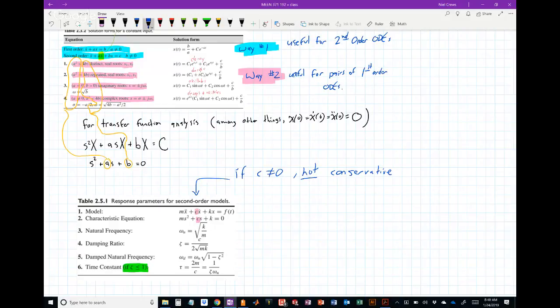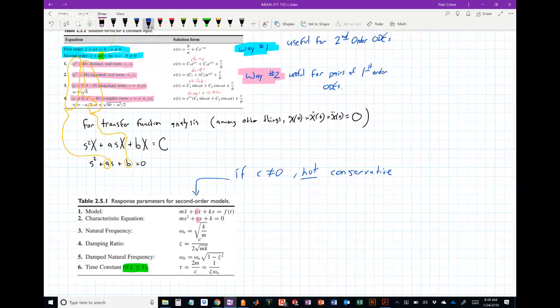And you see, of course, if C is 0, then the damping ratio is 0, meaning it's not being damped, which means the damped natural frequency is just the natural frequency. So you don't need to go through all of that. It's just going to be no damping, so it is conservative.